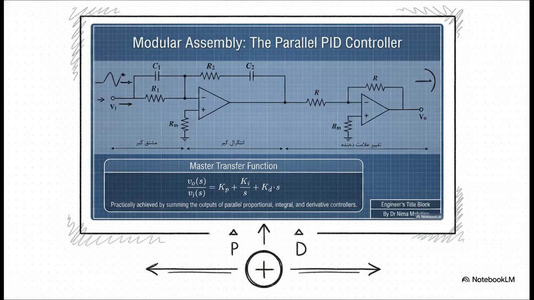Let's move into Section 4, Parallel PID Controller Assembly, building out the full modular structure. So here it is. This exact schematic displays the master transfer function. We are practically achieving full PID control here by continuously summing the outputs of these parallel proportional, integral, and derivative paths. Over on the left, we've got the derivative and proportional input networks feeding into that first op-amp. The second stage is handling our integral components, and then that final stage, that's simply an inverter, a sign changer, to make sure our overall master transfer function has the correct positive sign for standard applications.